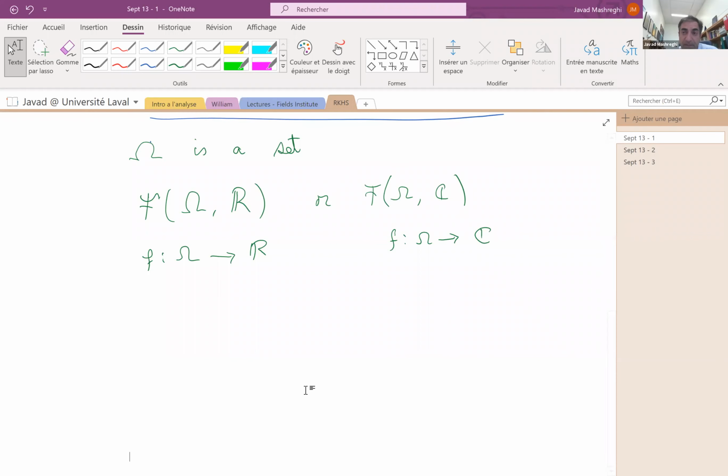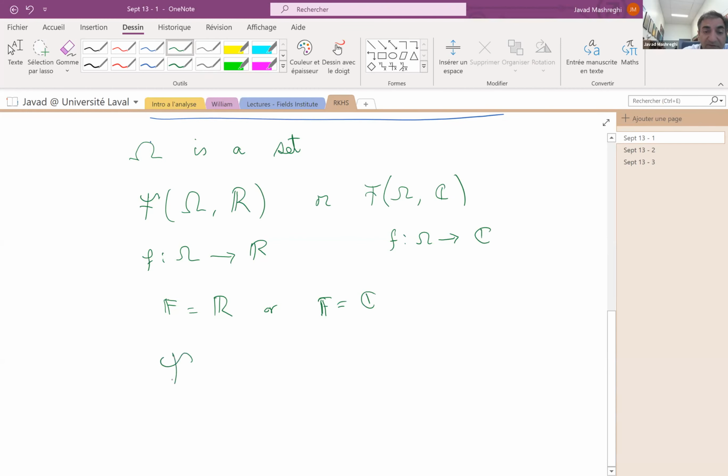In many examples and many theorems, it really doesn't matter whether we are working on R or on C. The theorem equally holds for both cases. In order not to repeat everything twice, a tradition is to say that F is our scalar field. So it is either equal to R or equal to C, one of them, either R or C.